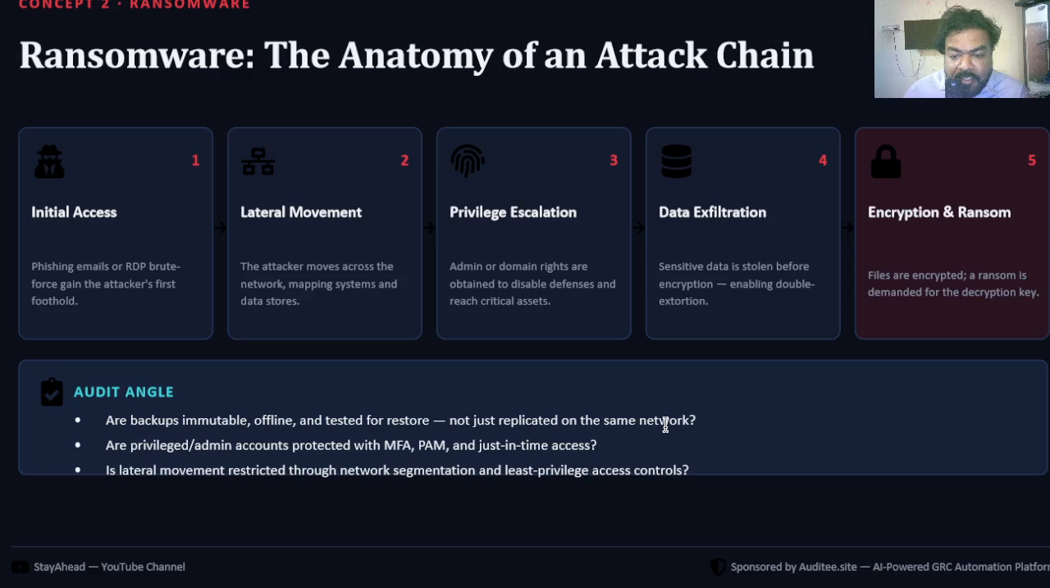So what does an auditor test here? Are backups actually immutable, meaning they cannot be altered or deleted even by someone with domain admin access? Are they offline or air gapped? And have they actually been tested with a real restore, not just a backup job that completes successfully? Are privileged accounts locked down with MFA and just-in-time access? And is the network segmented so an attacker can't freely roam from one system to every system?